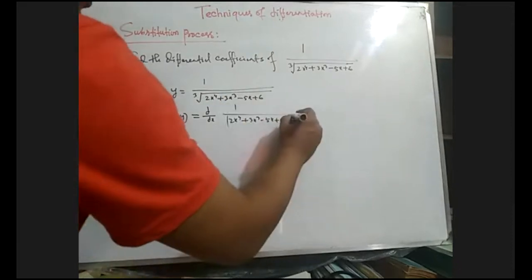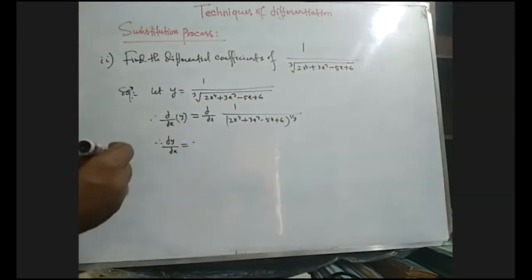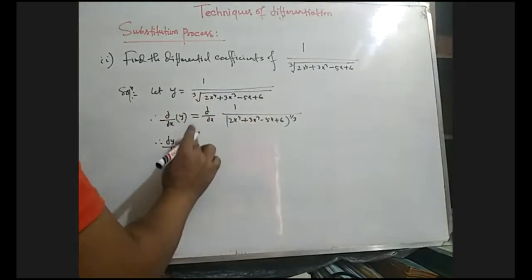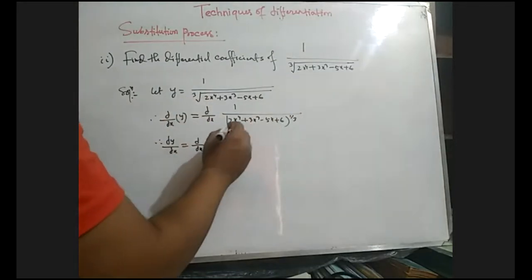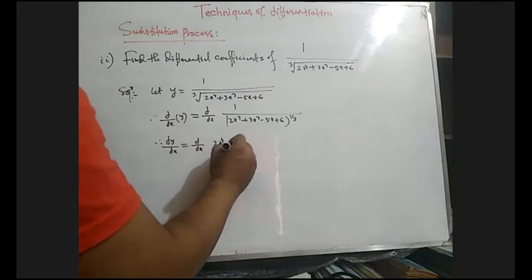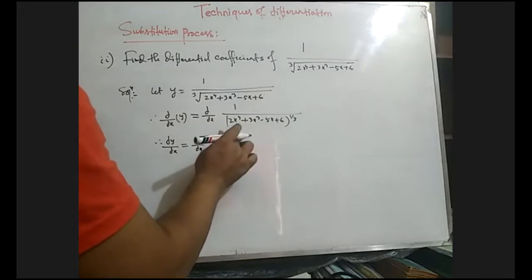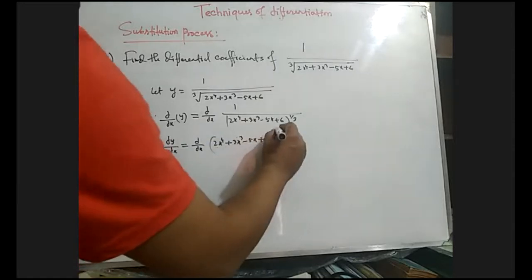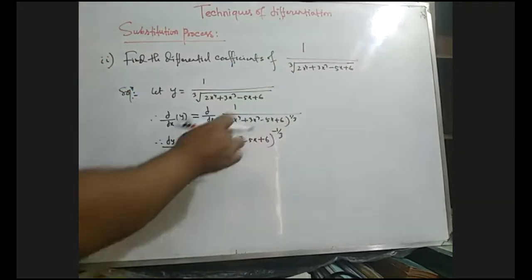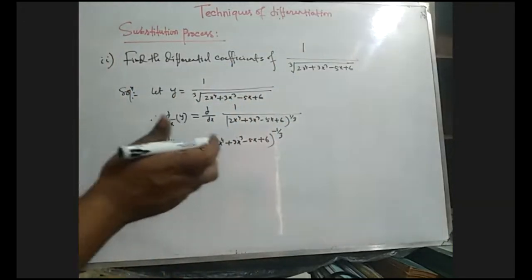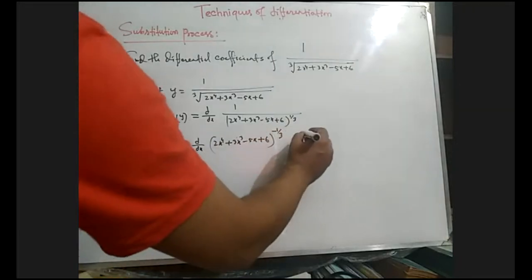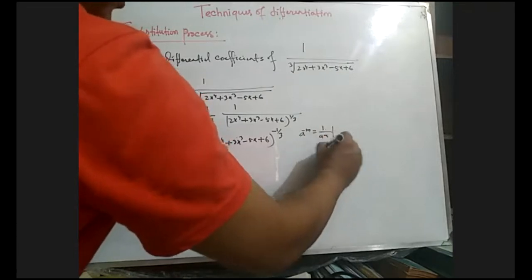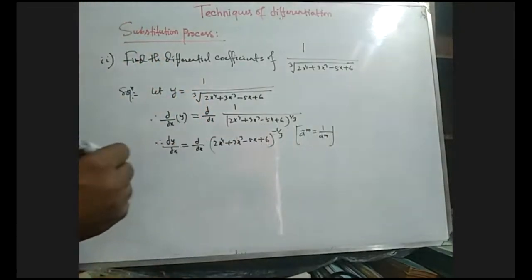We can write this one with power minus 1 by 3. So 1 by 3 power. A cube root can be written as a power like this. So d/dx of this can be written as (2x^4 plus 3x^3 minus 5x plus 6) with power minus 1 by 3, because the denominator becomes numerator. This is why the power will be negative, because a to the power minus m equals 1 by a to the power m, using the third indices formula.